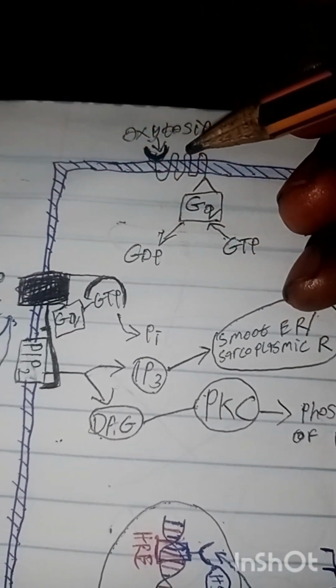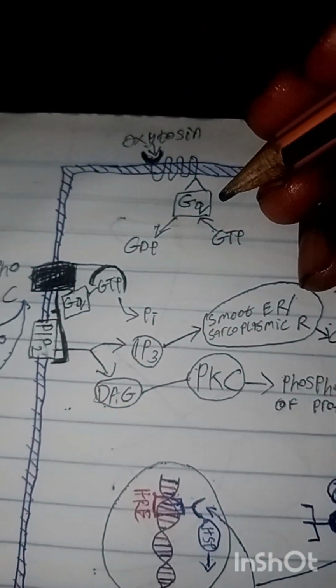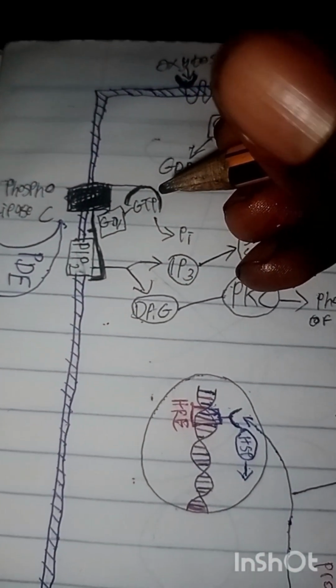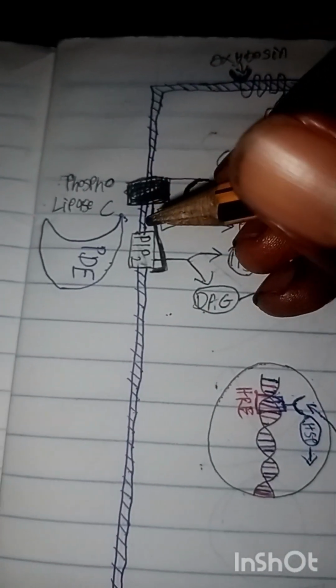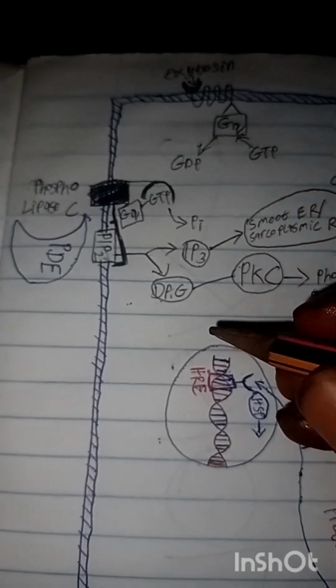Oxytocin stimulates the receptor, which causes GTP to turn on this Gq protein. Now, this Gq protein goes over to phospholipase C, which does the same work as adenylate cyclase did here. So, it will have a GTPase, which will break down GTP into GDP and inorganic phosphate. The energy released is used by phospholipase C to break down PIP2. Now, PIP2 breaks down into two compounds, IP3 and DAG.